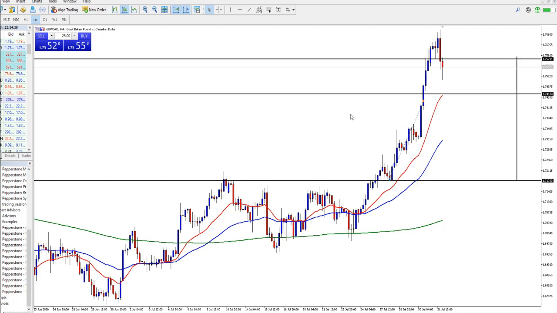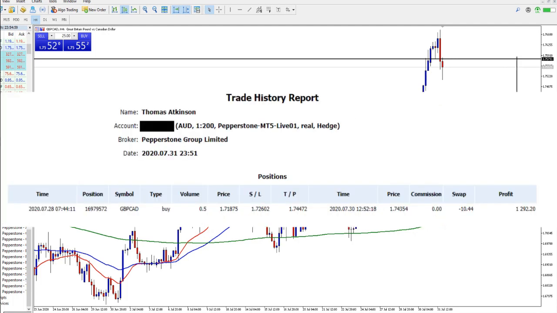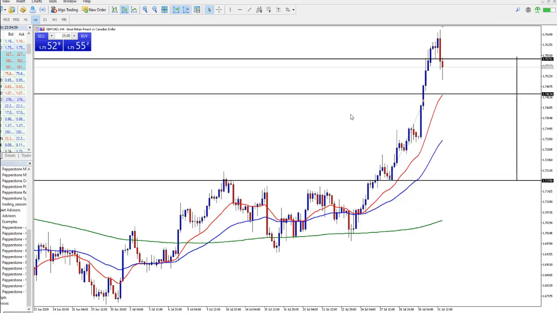I'll quickly just put up how much this ended up making for the trade. I think it was about $1,200-ish. Cost about $10 in swap. And remember, swap is a real cost when it comes to trading the markets. Effectively, it's your daily cost of trading Forex. And in terms of the brokerage in this account, it was a no commission brokerage. So effectively, you were paying more in the actual spread than anything else.